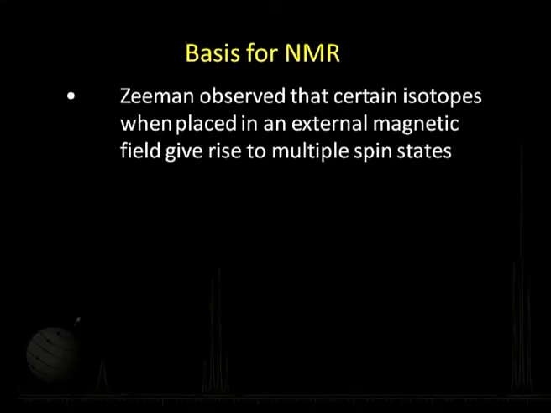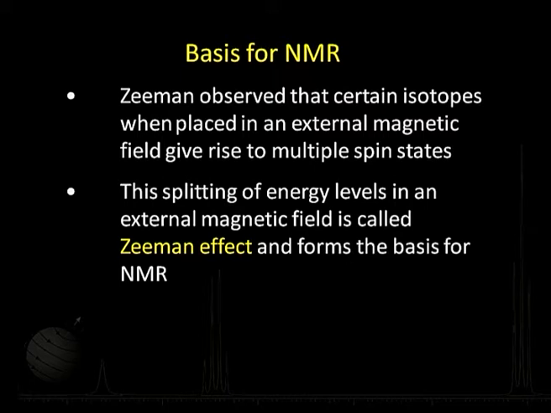Okay. Now having said that, let's come to the basis of NMR. The basis of NMR lies in the Zeeman effect. Actually, Zeeman observed that when you put certain nuclear isotopes into a magnetic field, they give rise to multiple spin states. That means basically there's an energy level there, and if I put it into the magnetic field, this splits up. That means there is a splitting of energy levels, and this splitting of energy levels is referred to as the Zeeman effect. And this Zeeman effect is the basis for NMR.